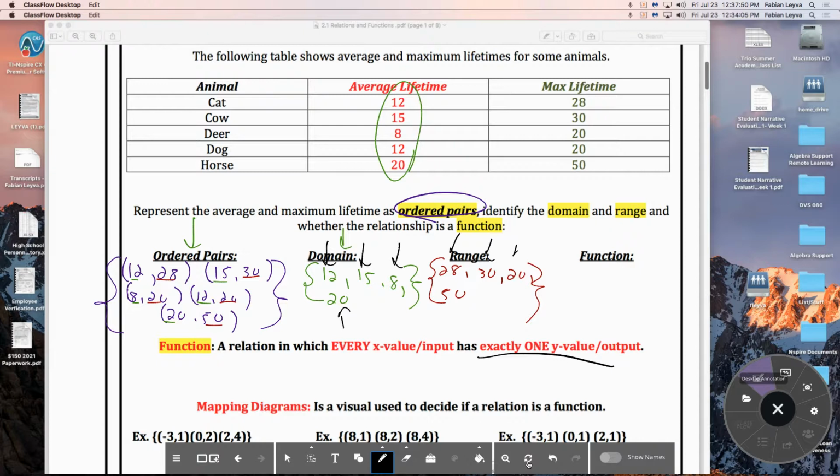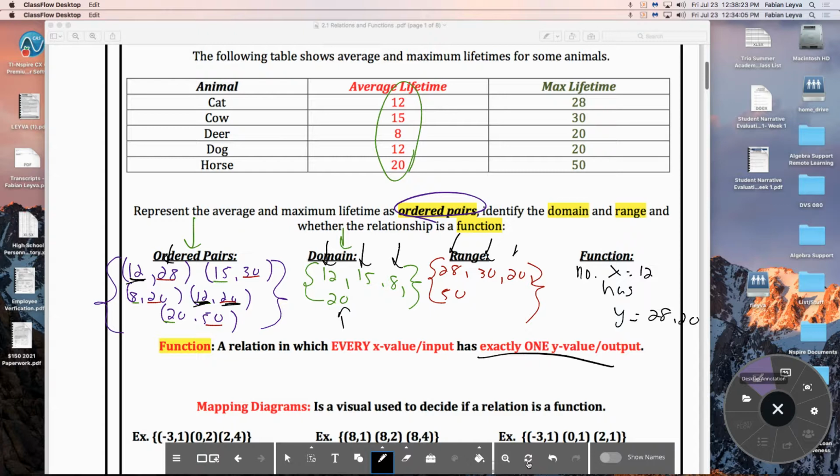Now, let's go ahead and think about this. This 12 is an X value. It has a Y value of 28. Is there any other 12 that has another Y value? And the answer is yes, because if you notice here, these two X values are the same. They have two different Y values. So this is not a function, because the X value 12 has two Y values, and those Y values are 28 and 20.